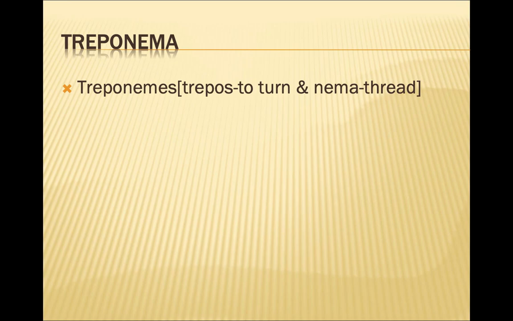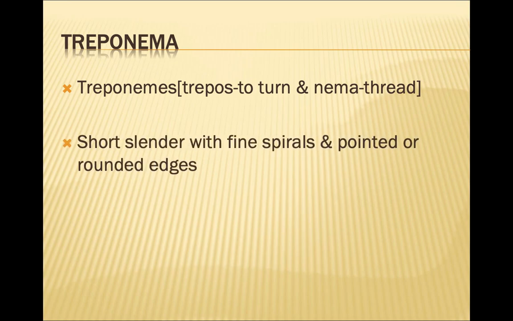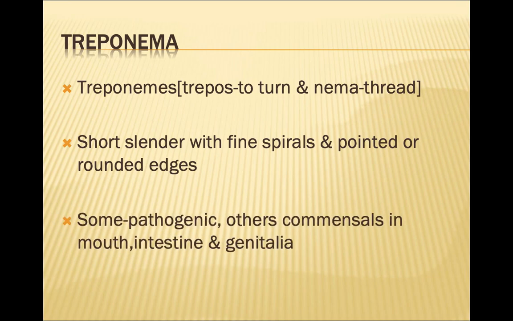Coming to the pathogenic spirochetes, the most important one is the Treponema. Trepo means turn, nema means thread. These are short, slender, with fine spirals and pointed or rounded edges. The number of spirals in the treponeme ranges between 6 to 12. The wavelength, that is between the two spirals, is about 1 micron in size, and the number of flagella present in the treponemes is 3 to 4, at both the ends.